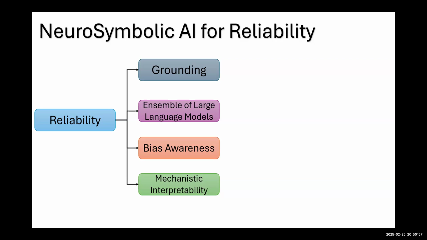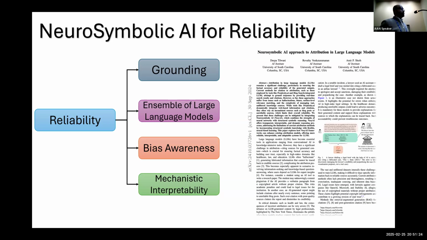Okay. So there is another segment of neurosymbolic AI that we investigated, in the context of reliability. There are 4 components of reliability. We look at the grounding part, which we will discuss in more detail in the subsequent segment of the tutorial, where we looked at grounding in the form of attribution, asking the LLMs to give me the citations for the sentences, right?